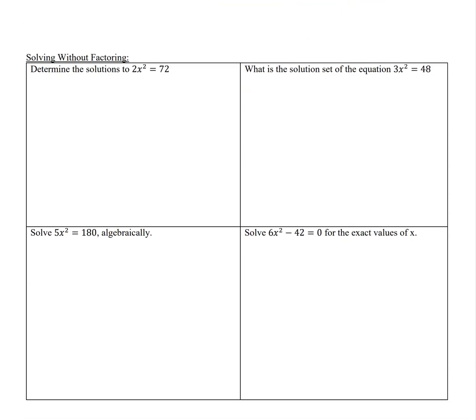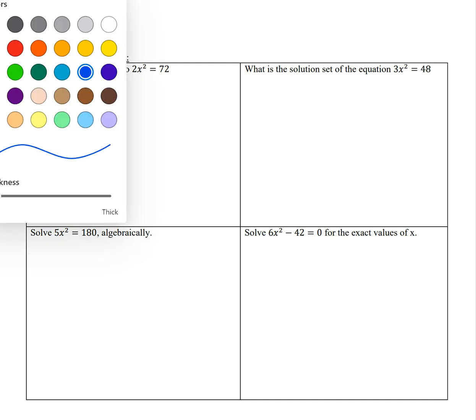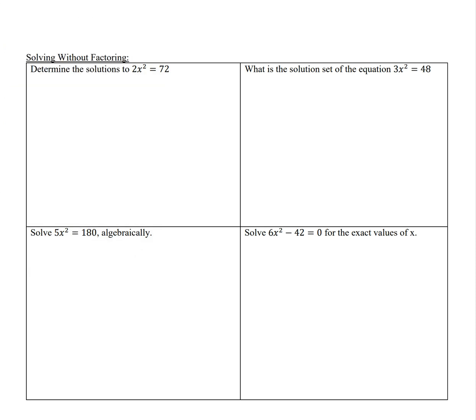Now the other day we looked at setting it equal to 0, factoring the one side, and setting both factors equal to 0. Now in this first section, we're going to look at how we could do it without factoring. Now when I look at this equation, 2x squared equals 72, I'll notice that I only have one term right here, this 2x squared with the x. So I don't actually have to factor this one. I could start off by dividing by 2.